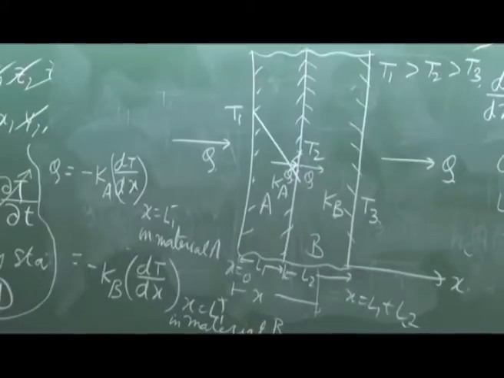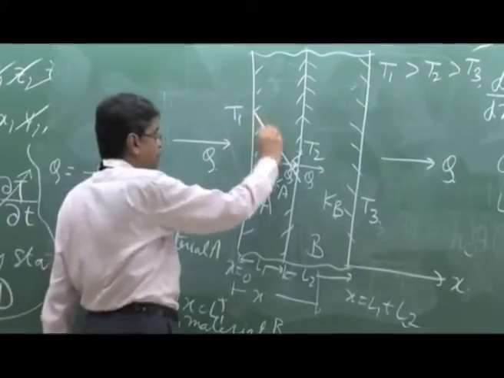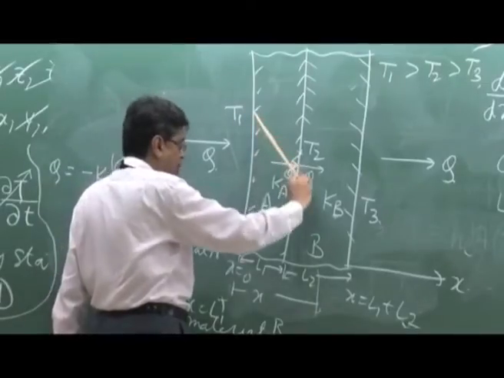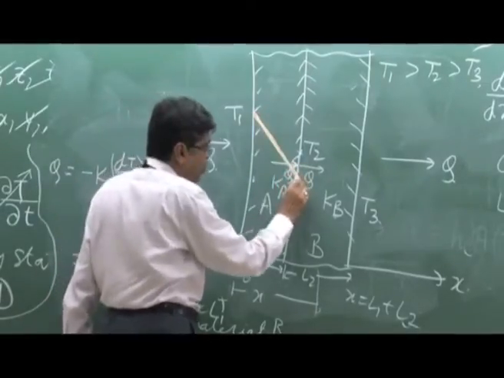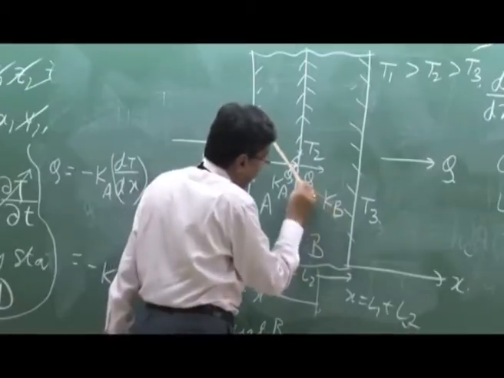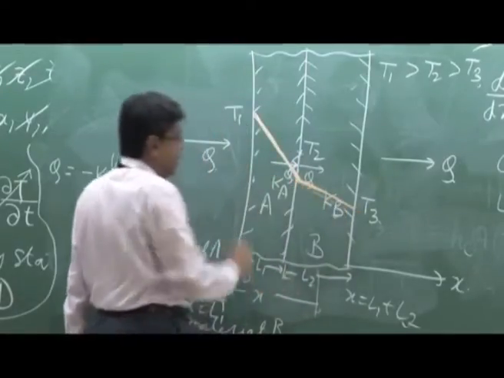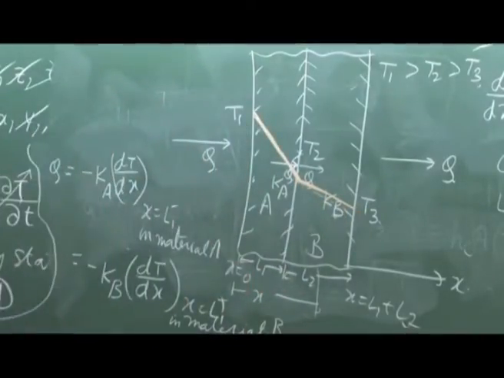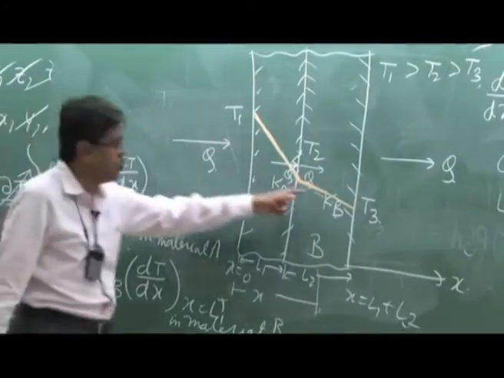We can draw a picture like this. For this I will use a color chalk, T1, T2, whereas this is relatively flat. So this is relatively flat. So this will be steep, this will be flat.